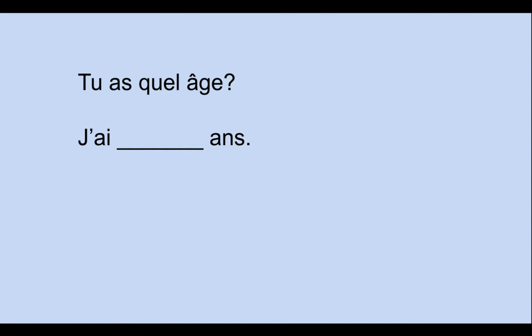A little interesting fact about this, j'ai literally means I have, and then you say the number of years, and you have to have that word ans at the end. I know that in English, we can just say I am 15, but in French, they say I have 15 years. And it's very important to have the word ans at the end, because otherwise you might say j'ai 15, and then they might think that you have like 15 cats or something.